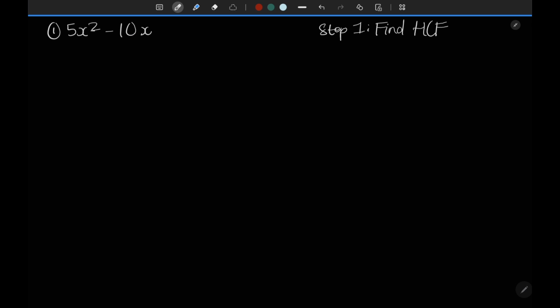There are different numbers. There's 1: 5 divided by 1 doesn't leave a remainder, and 10 divided by 1 doesn't leave a remainder. 5 divided by 2 doesn't leave a remainder, and 10 divided by 2 doesn't leave a remainder. And lastly, 5 divided by 5 doesn't leave a remainder, and 10 divided by 5 doesn't leave a remainder. Those are your common factors. However, you want to choose the biggest number that can be divided into both 5 and 10. That is your highest common factor. In this case, the biggest number is 5.